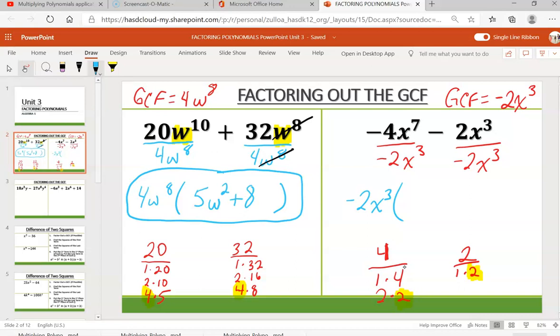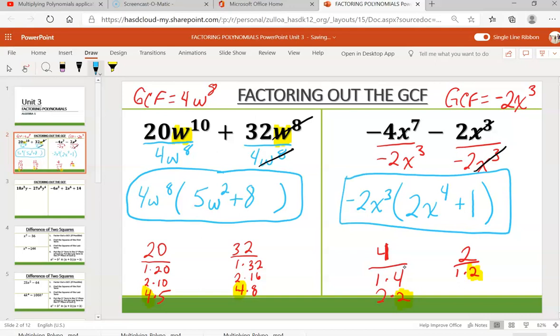And you're dividing. Negative 4 divided by negative 2 is positive 2. x7 divided by x3. Keep your x, subtract your exponent. 7 minus 3 is 4. Next, you have negative 2 divided by negative 2. That gives you a positive 1. And again, anything over itself, this x3 over x3, they cancel out. And that's all you're left with. And that is your answer.